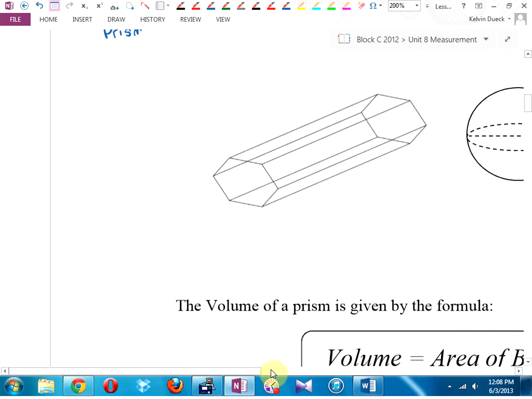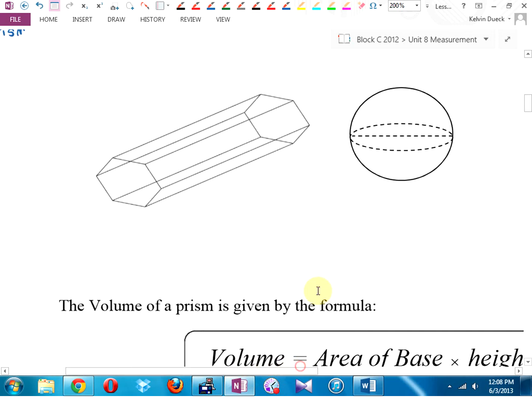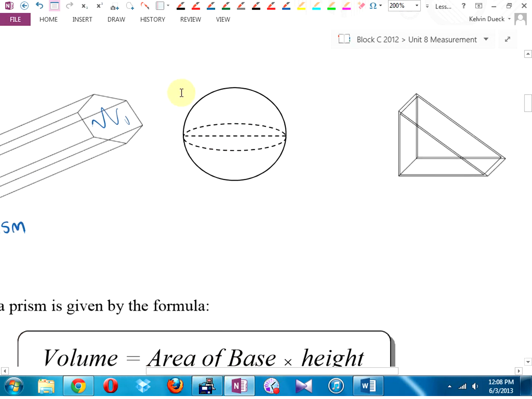The next row. Yep. This is a hexagonal prism. Hexagon. What if there was 8 sides? Octagonal prism. What about this one here? Nope. What's it called, by the way, this shape? Sphere.